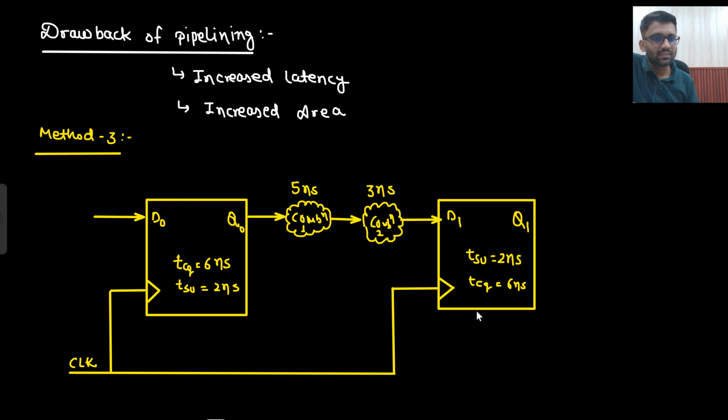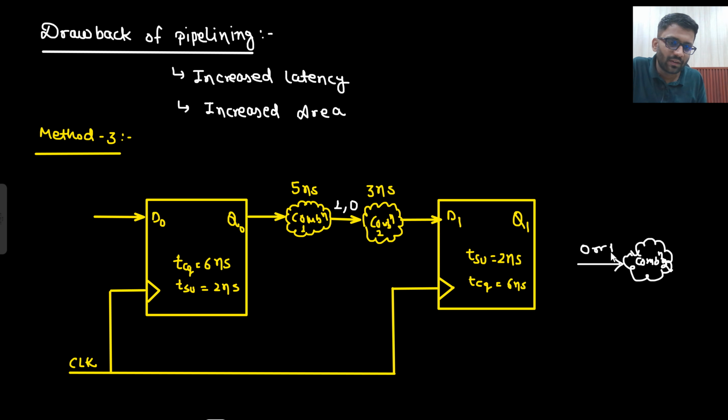Now what is method 3? A very interesting method. Just look at it and understand it. There are 2 combination circuits. The output of the first combination circuit is fed to the input of the second combination circuit. Now what could be the output of this particular combination circuit? It could be either 1 or 0. So combination circuit 2 can have either 0 or 1.